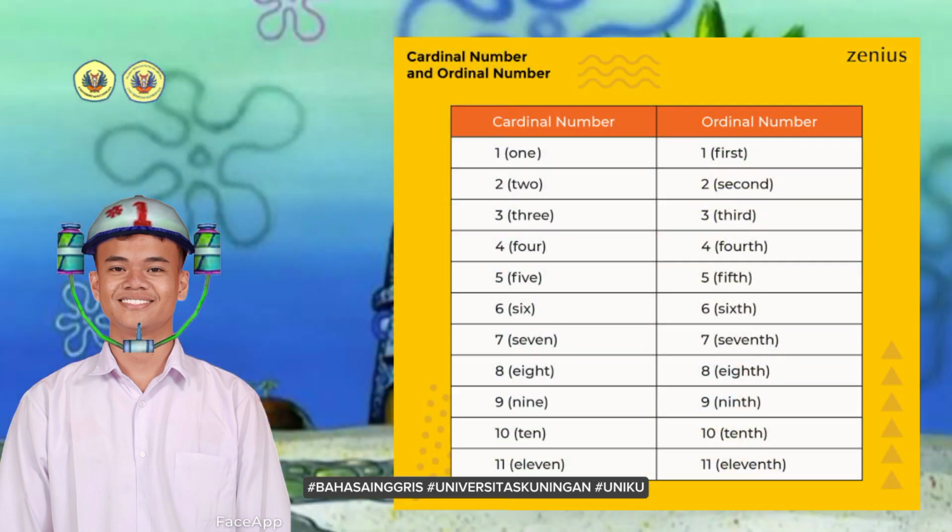Okay, we are moving to the next one, which is cardinal and ordinal numbers. Cardinal numbers are used for counting and answering how many of something. For example, 1, 2, 3, 4, and so on. Ordinal numbers, on the other hand, show the order or position of something in a list or sequence. They are like the first, second, third, and so on. So, cardinal numbers count, while ordinal numbers tell you the position or order of things.